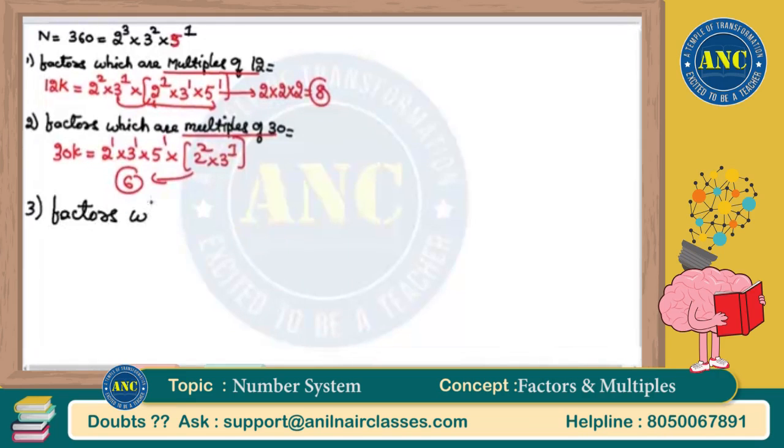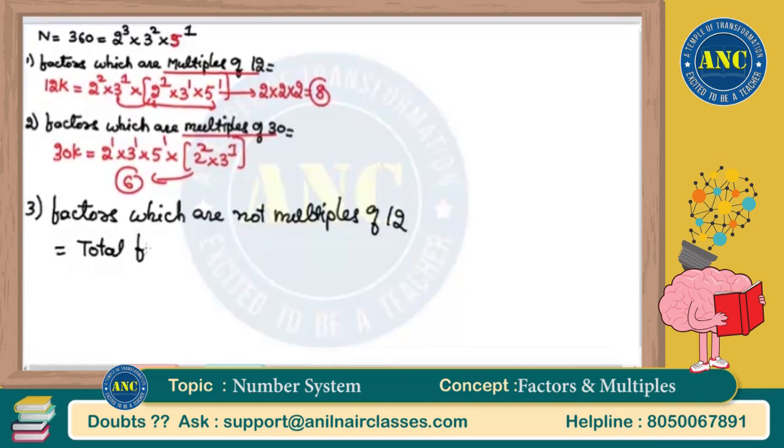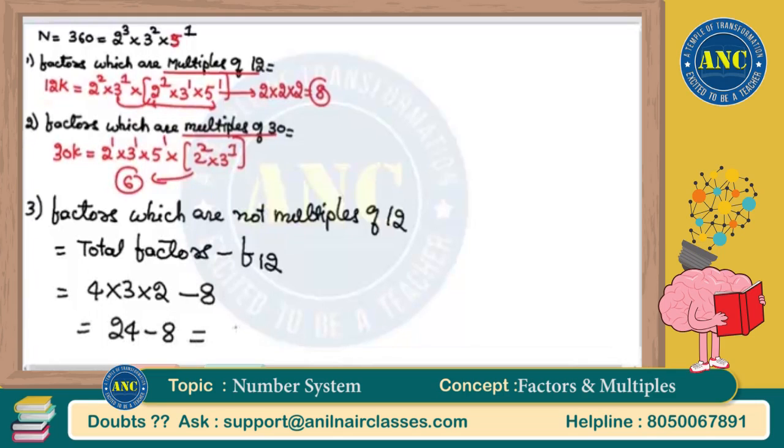Factors which are not multiples of 12 is nothing but total factors minus factors which are multiples of 12. Total factors we got as 4 into 3 into 2, which is 24. Factors which are multiples of 12 is 8. So 24 minus 8 is 16.